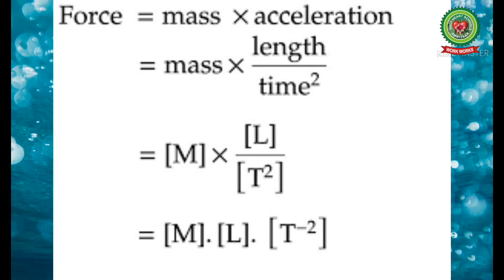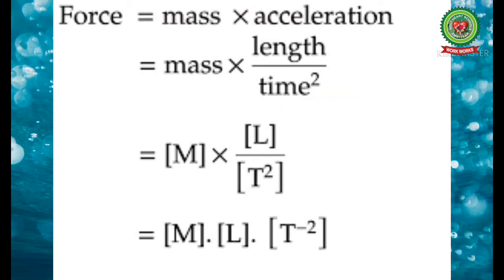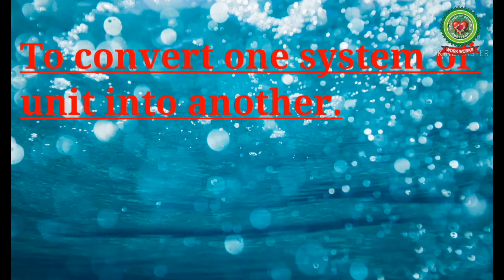Here, force equal to mass into acceleration, that is, F equal to m into acceleration, can be written as length over time square. So, the relation becomes m into L over t square, that is M1 L1 T minus 2. Hence, we can find the relation using dimensional analysis. Let's study another application of principle of homogeneity. Let's convert one system of unit to another.